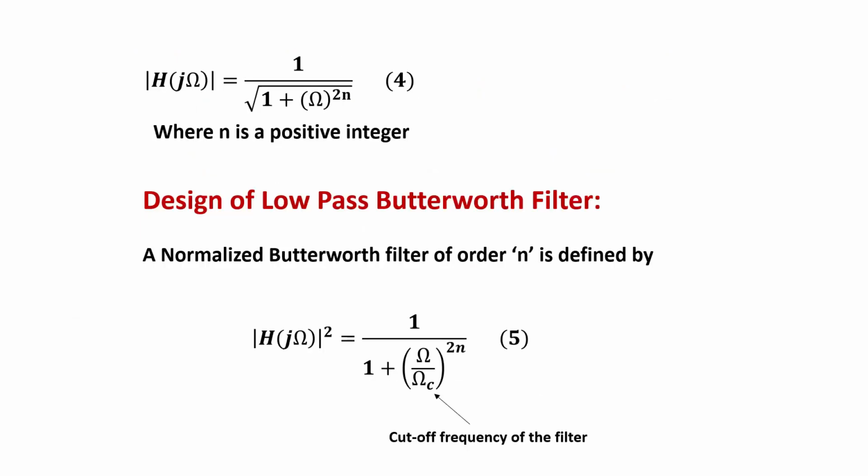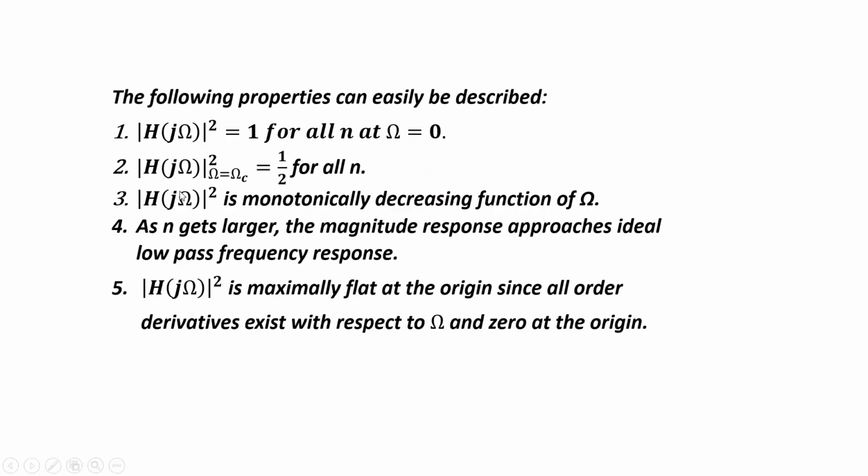Okay, we were there. Because we are talking about the square of the frequency magnitude response, it is equivalent to power at omega equal to omega c, the cutoff frequency. This is equal to half, because this is the half power point. Now this function is monotonically decreasing. The frequency response is a monotonically decreasing function of omega, both in the pass band and in the stop band.